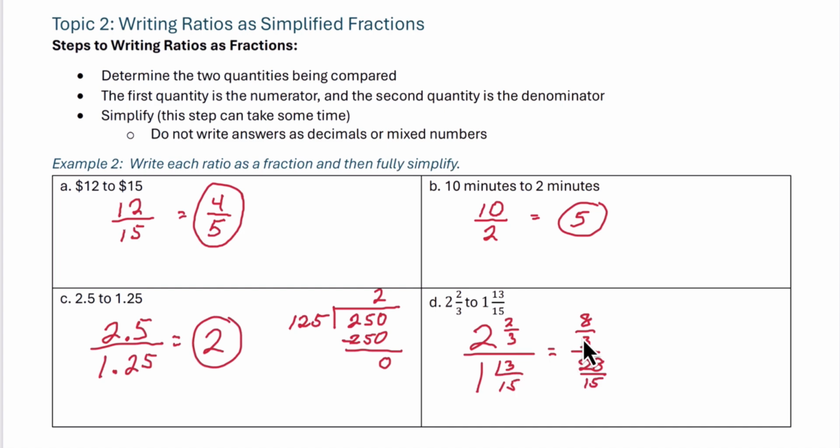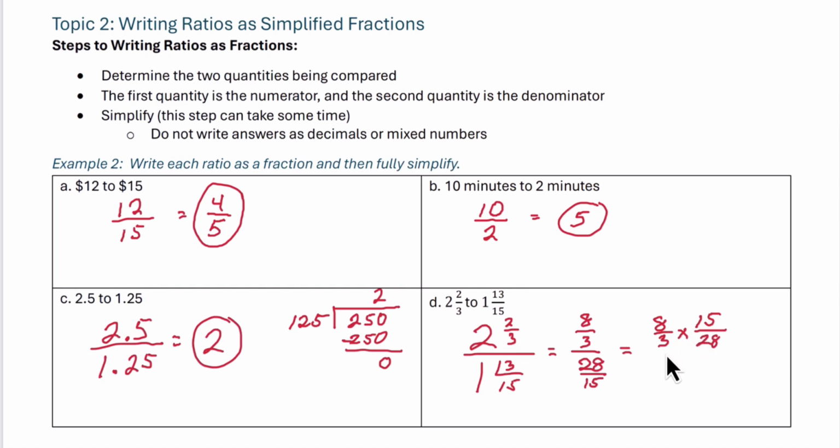Now we have fraction divided by fraction. Remember, the shortcut to simplify that is we keep the first the same, we change division to multiplication, and we flip the second fraction. Now we have a multiplication problem. And when multiplying fractions, we can reduce before we multiply.